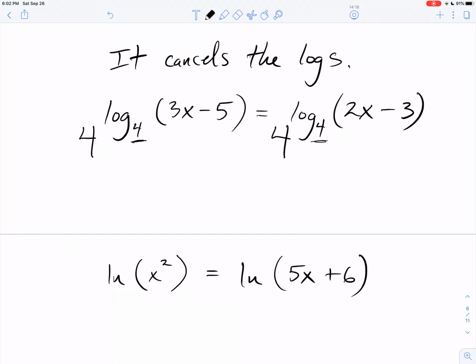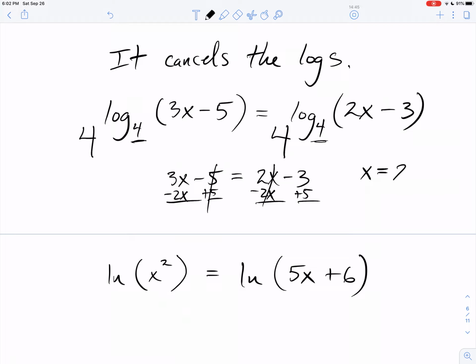So if I do this, I'm going to end up with, on the one side, 3x minus 5. That's sweet. What about the other side? I will end up with 2x minus 3. And then I go, oh, cool. I can move the x's to one side. I can get the numbers to the other side. So what I'm going to end up with is what? X equals 2. And there you go. See, as long as there's a log on both sides, it doesn't matter what log base it is.